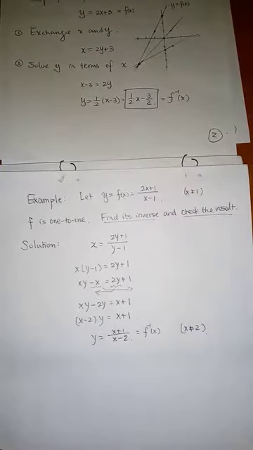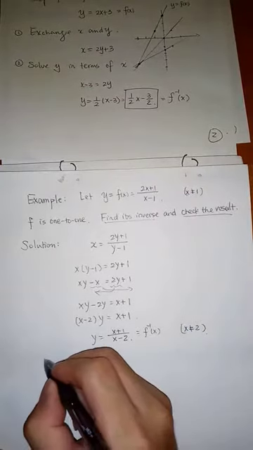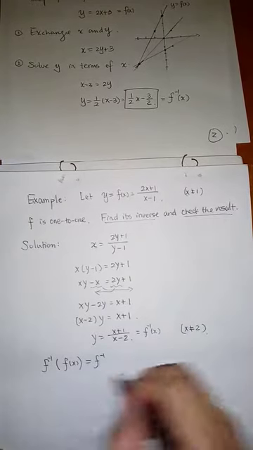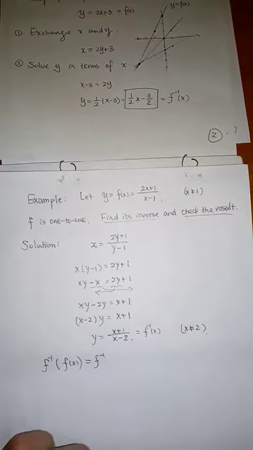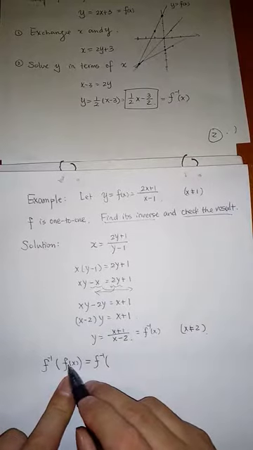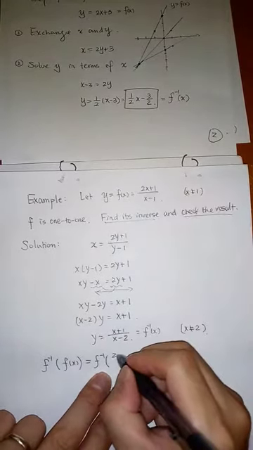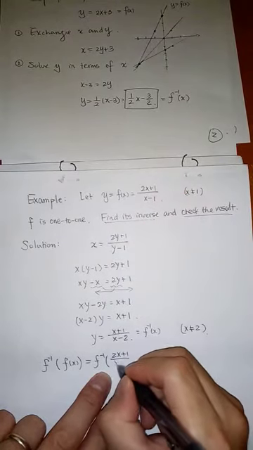Check the result. What does it mean, check the result? You compose f inverse with f, see if you get x. Okay, so we did this type of computation last time. Now let's do it. F inverse composed with f(x) is f inverse of f(x), where f(x) is (2x plus 1) over (x minus 1).